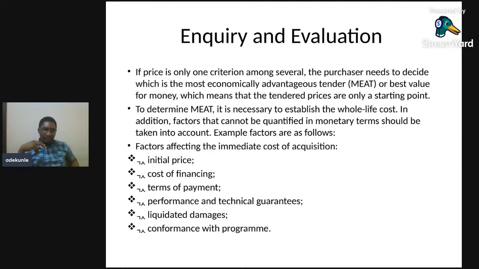In addition, factors that cannot be quantified in monetary terms should be taken into account. For example, you can look at factors like initial price, cost of financing, terms of payment, performance and technical guarantee, liquidated damages, conformance with program. All these are factors that can affect the immediate cost of acquisition. But truth be told, if you are not using price, please also take into account things that are not monetary in nature, so that they can be considered when you're evaluating your tender.